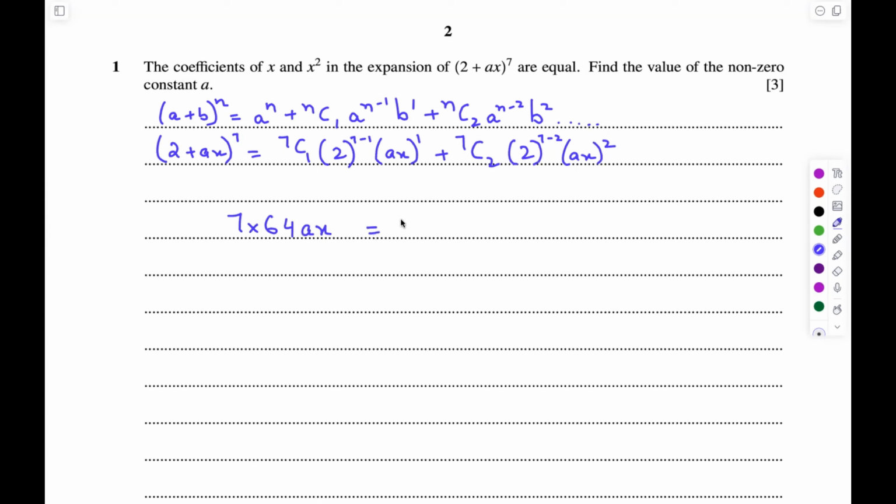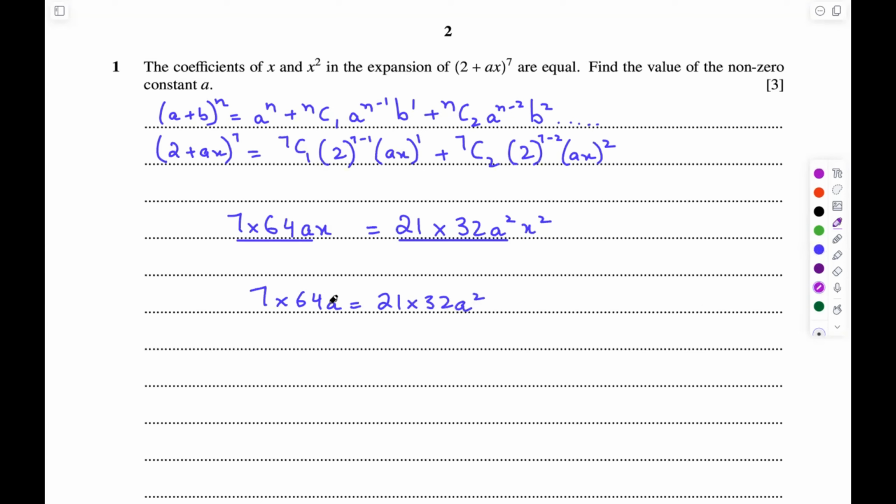7C2 is 21, so that will be 21 times 2^5, which is 32, a squared x squared. Now, as these coefficients of x squared and x are equal, we can write 7 times 64a will be equal to 21 times 32a squared.